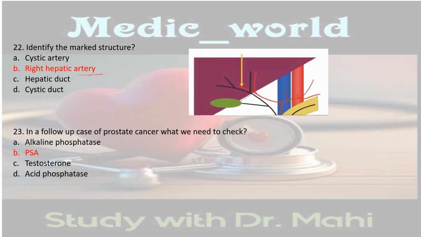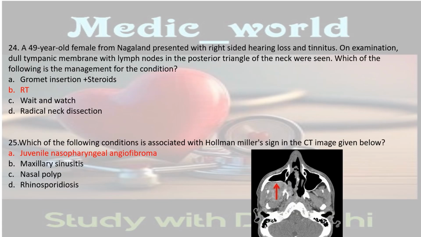Now the next question, in a follow-up case of prostate cancer, what do we need to check? The answer is PSA. Now the next question, a 49-year-old female from Nagaland presented with right-sided hearing loss and tinnitus. On examination, dull tympanic membrane with lymph nodes in the posterior triangle of the neck were seen. Which of the following is the management for this condition? Here the condition is nasopharyngeal carcinoma and the treatment option is radiotherapy.